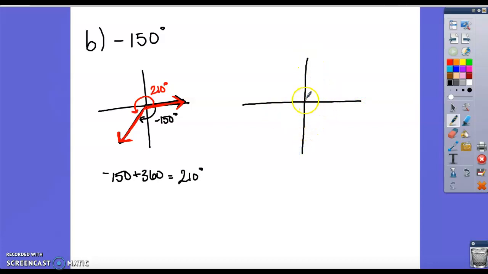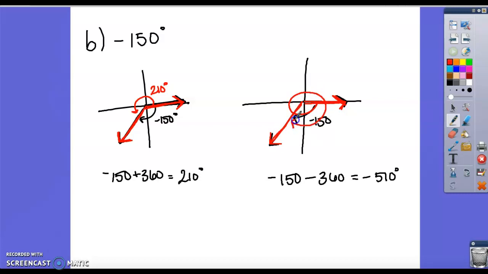Let's look at a negative coterminal angle for this one. I have negative 150. To find a negative coterminal angle, I can just subtract 360, and that's going to give me negative 510. If I go this way, around and then another 360 degrees in a clockwise direction, a negative coterminal angle would be negative 510.